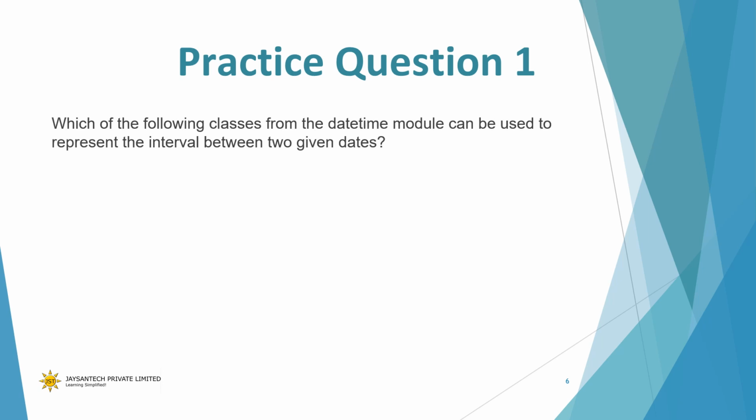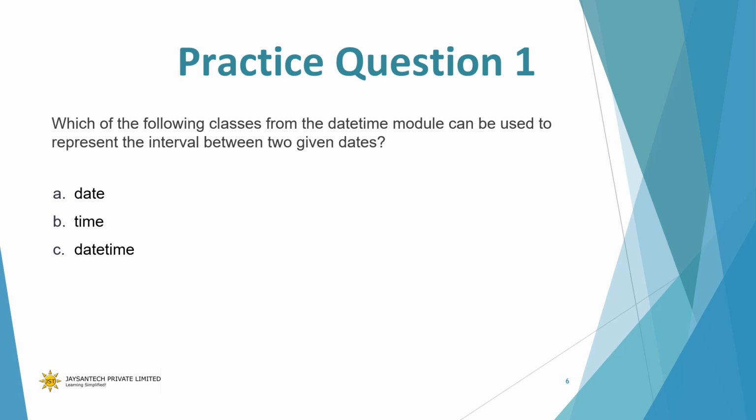Let us look at some practice questions now. Which of the following classes from the datetime module can be used to represent the interval between two given dates? Now here, the first option is date. No, it can only be used to represent a given date in the format year, month and date. Next option is the time. Now time class, again, it can only be used to store the value of a time, that is hours, minutes, seconds, microseconds and milliseconds. So no, time is also not the answer.